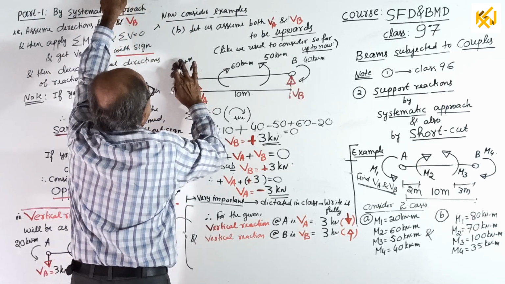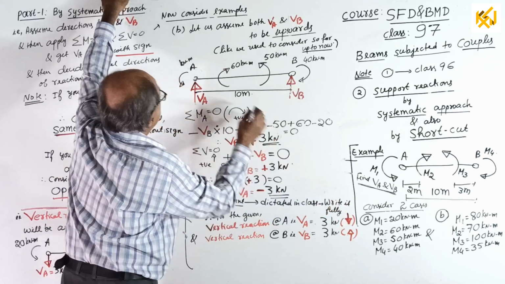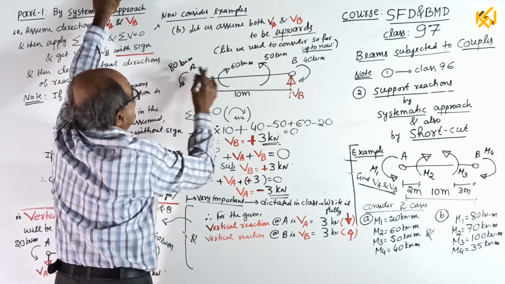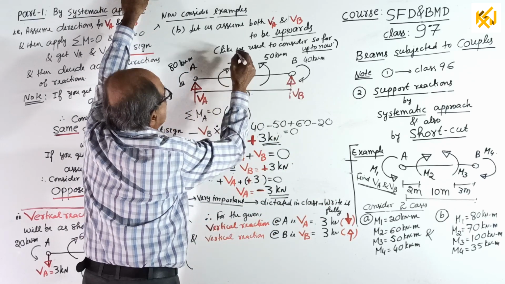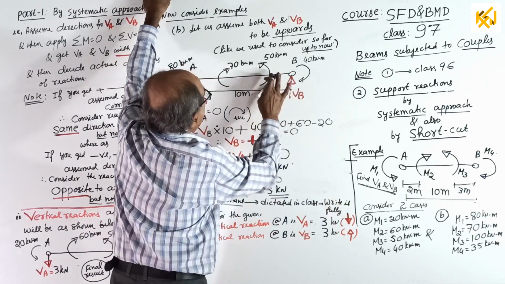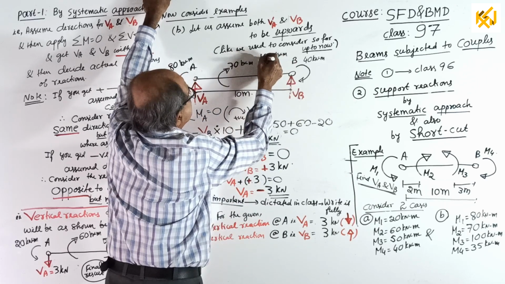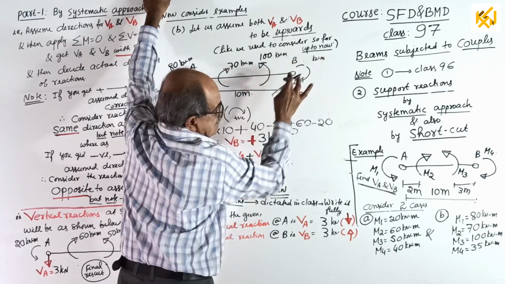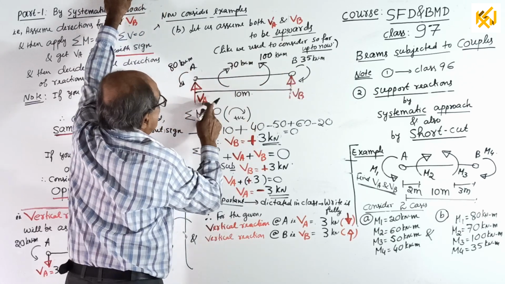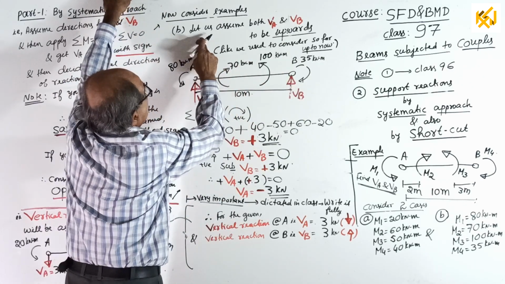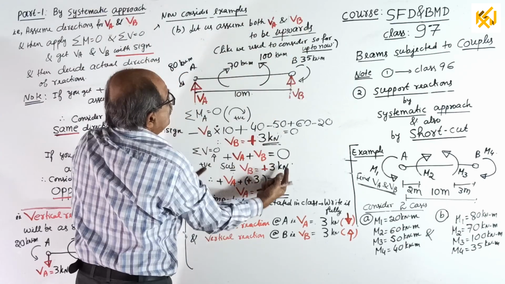Now, see the values there. M1 is 80 kilonewton meter. M2 is 70 kilonewton meter. M3 is 100 kilonewton meter. I'm changing the question. M4 is 35 kilonewton meter. Okay, now, here also, first assume both VA, VB to be upwards.